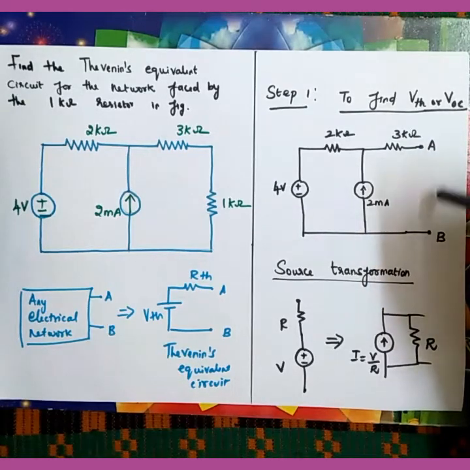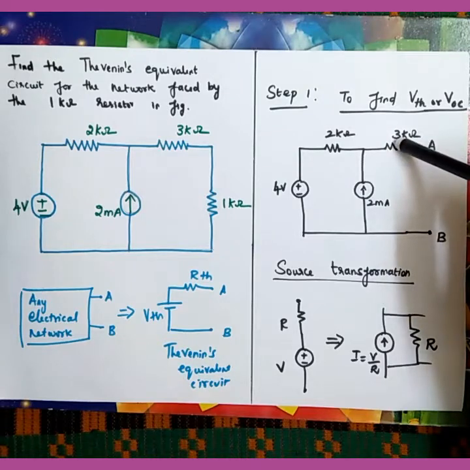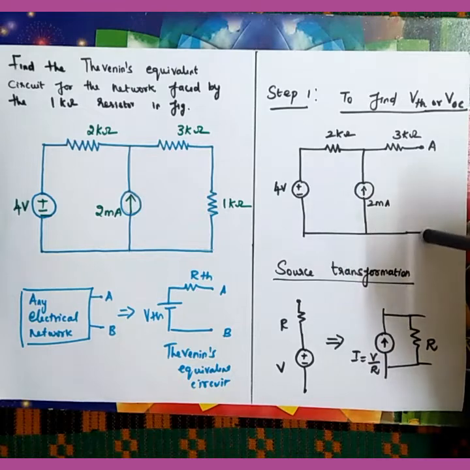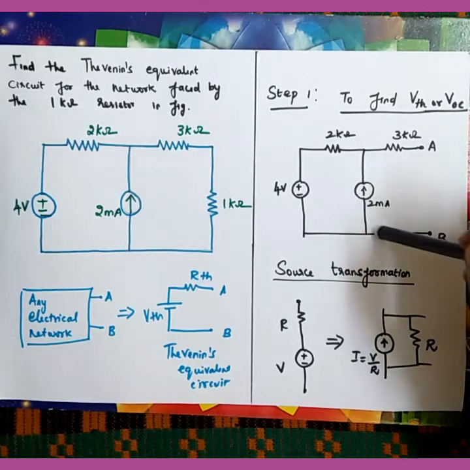To find the voltage across the open circuit terminals A, B, we need to trace out the parallel paths. Finding a parallel path is very easy. Just start from A and try to reach B. Now I am going to start from A, travel through the 3 kilo ohm resistor and the current source and reach B. So this is one parallel path.